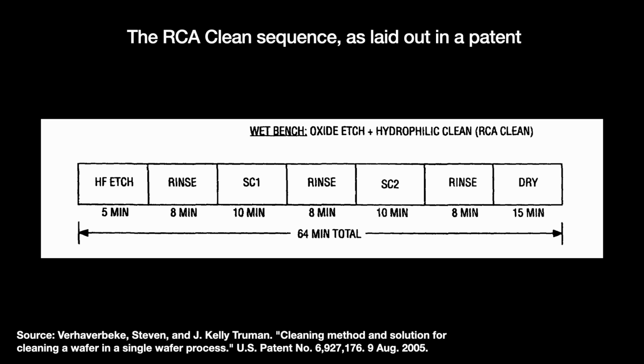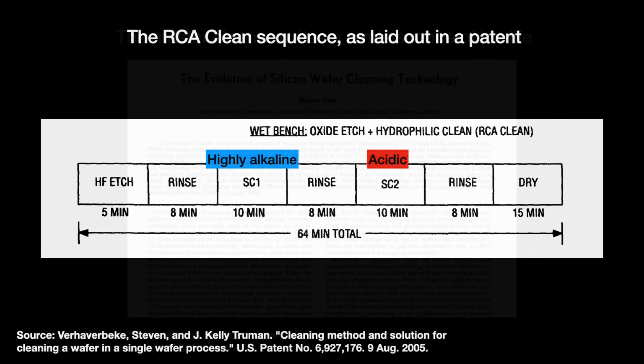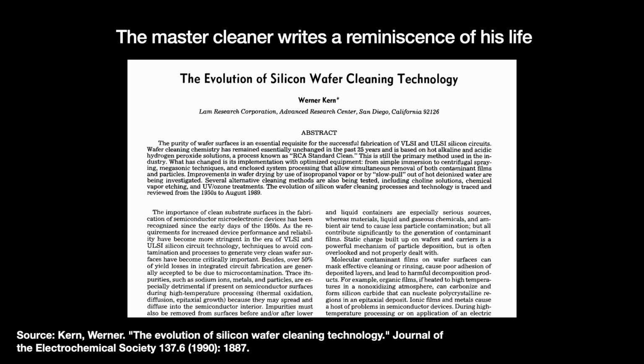The wafer is then taken out, washed with ultra-pure water, and then dipped into a second acidic bath called SC2, obviously. This bath is made of diluted hydrogen peroxide and hydrochloric acid and removes metal contaminants. Optional additional steps to RCA Clean are available, and I recommend reading Werner Kern's retrospective of the evolution of silicon cleaning technology. Surprisingly clean writing.